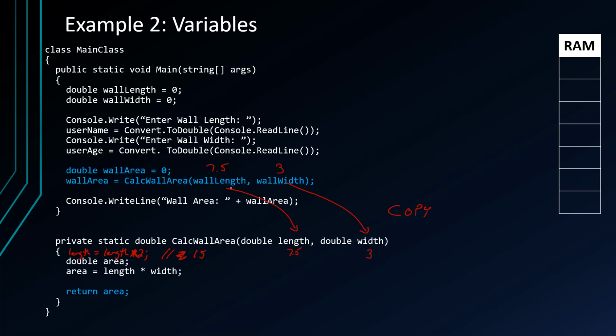Well, what happens to the wall length variable? Nothing. Absolutely nothing. We didn't change it. We didn't touch it. We didn't even think about touching it. We changed the length variable, which has nothing to do with wall length. So it's its own variable. So then we do this code, and since now length is 15, we do 15 times 3. So area would have the value 45, which would then get passed back up into here, which then gets stored into there. So wall area would have a value of 45.